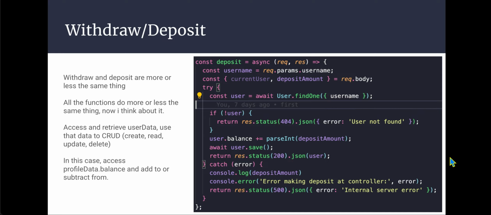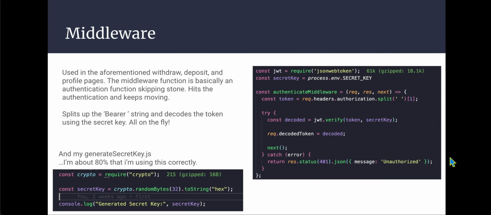And the middleware. This was an interesting bit. Using the aforementioned withdraw, deposit, and profile pages, the middleware function is basically an authentication function, like a skipping stone. I think of it as hitting the authentication and just keeping moving. It splits up the bearer string and decodes the token using the secret key all on the fly, which I'm pretty sure I'm using correctly. I don't know. We'll find out.